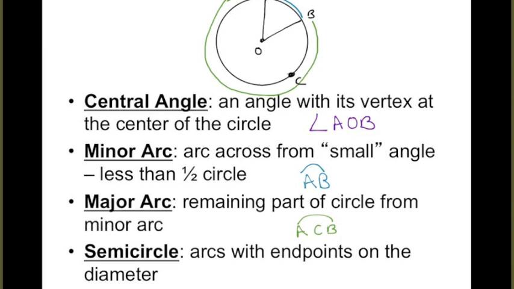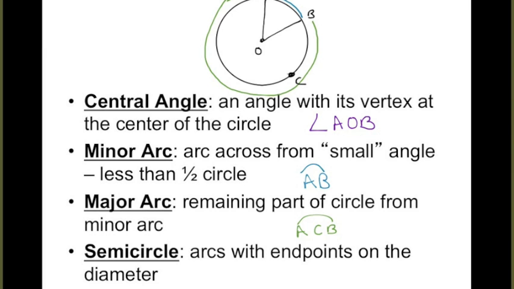A minor arc just uses 2 letters, and that tells somebody to go the quickest way possible between those 2 letters. When we bring in that third letter, that gives us a pass-through point. So I start at point A, pass through point C, and end at point B. A major arc must be named with 3 letters.